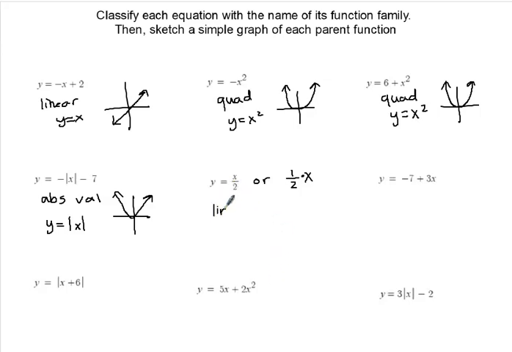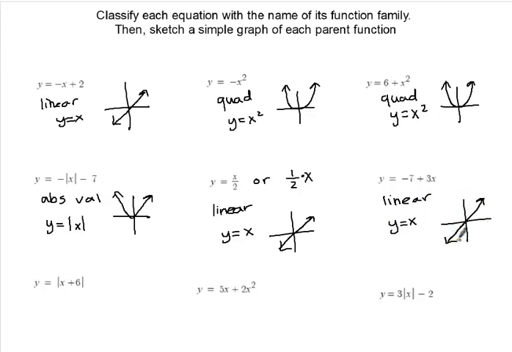So this is yet again another linear function of the form y is equal to x. We have a line through the origin with a slope of 1. This is linear. Y equals x is the parent function. We have a line through the origin with a slope of 1. Absolute value. Y is equal to the absolute value of x. V-shaped graph centered at the origin.